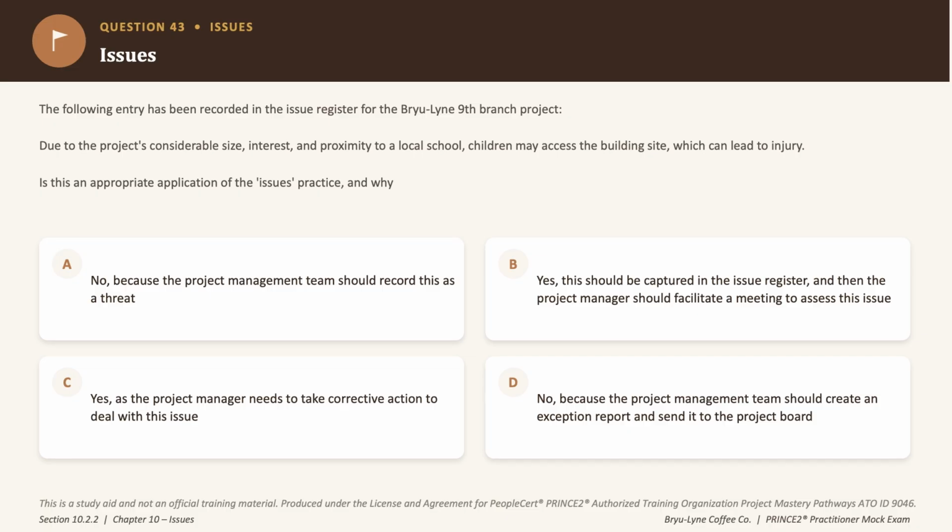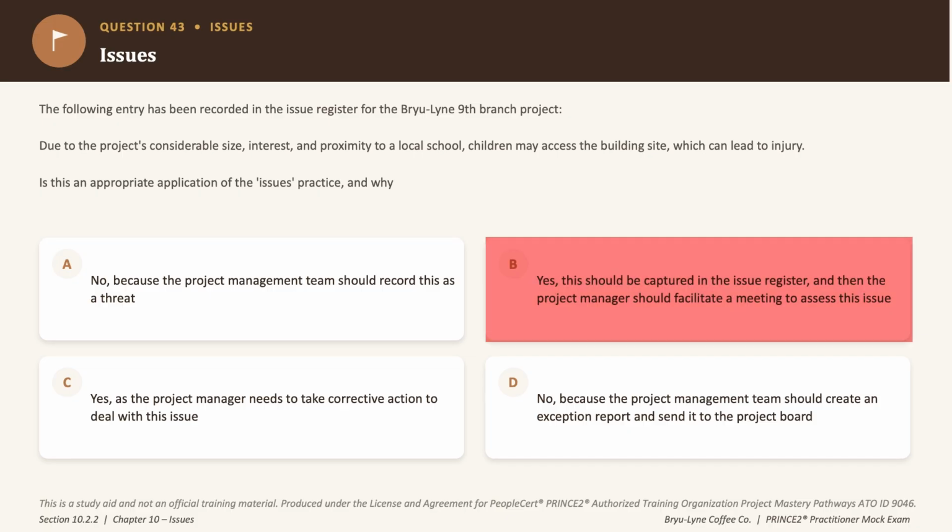So option B says yes, capture it as an issue and the project manager should facilitate a meeting to assess it, but that really skips straight past the real classification of the problem. Because if you think about it, nothing has really happened here, right? We are talking of possibilities. So it is not an issue. So an incorrect answer choice.